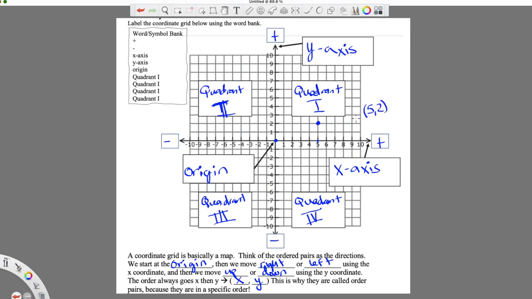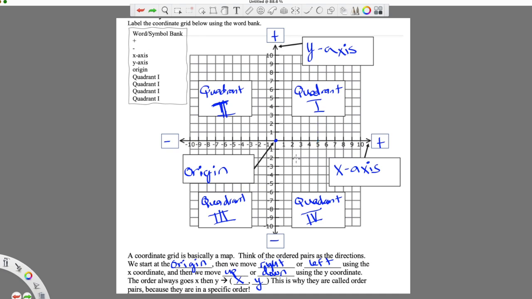So think of it like a little map, and this is your direction. Where am I going? How do I get there? Do I go right? Do I go left? Do I go up? Do I go down? Okay. So I'm going to take these off because these aren't really part of the notes page.